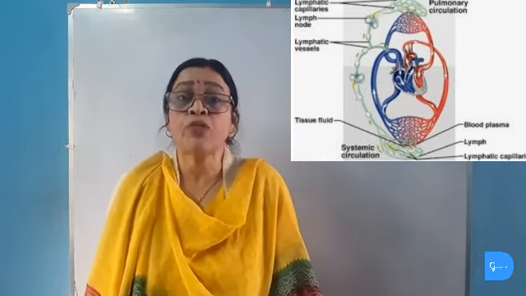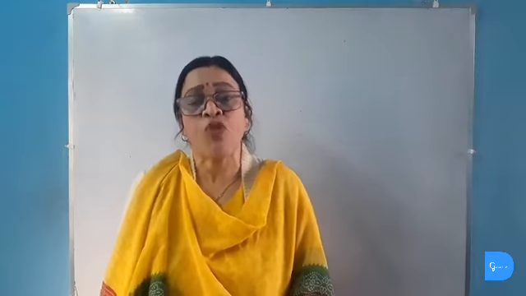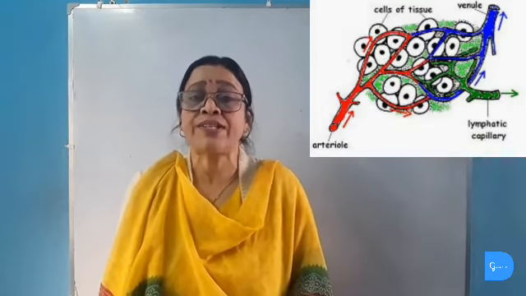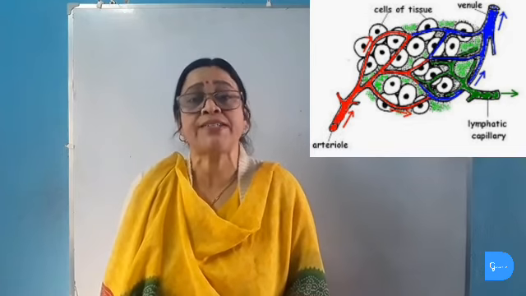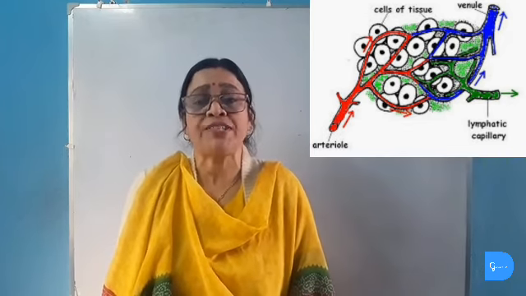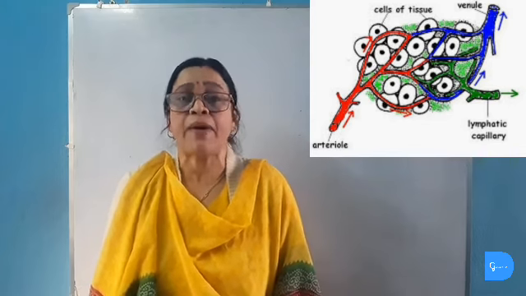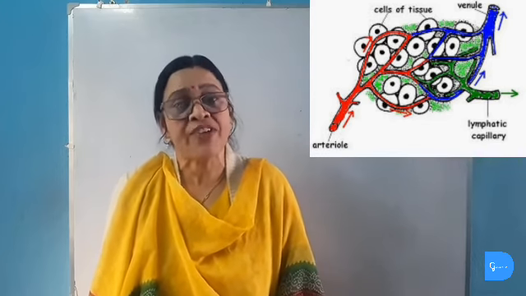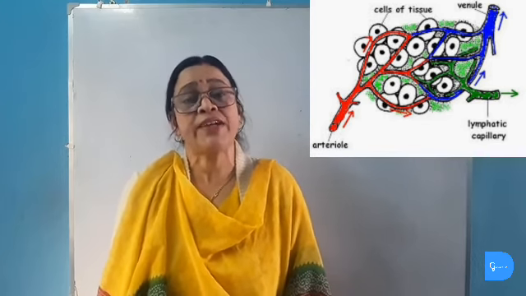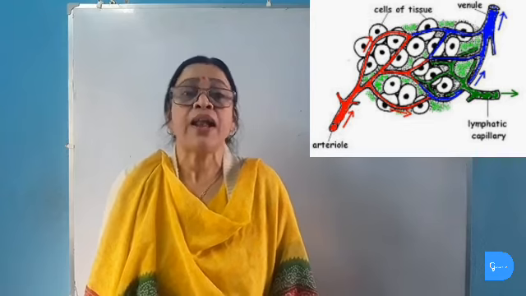Now we will study about the formation of lymph. The lymph is formed at the capillary bed where exchange of nutrients and gases takes place. 15% of the fluid is left behind, which is known as extracellular fluid, and this is collected by some blind vessels known as lymph vessels, and once the fluid enters into the lymph vessels, it is known as lymph.